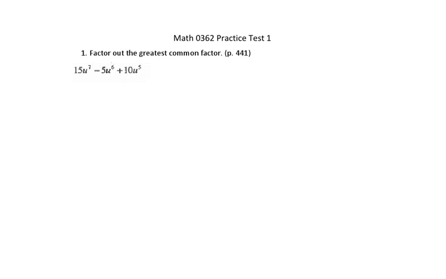Question 1 would like us to factor out the greatest common factor. With the numbers, I see 15, 5, and 10. So the greatest common factor will have 5 in it. And then I also see u^7, u^6, and u^5, the smaller being u^5. So the greatest common factor is 5u^5.